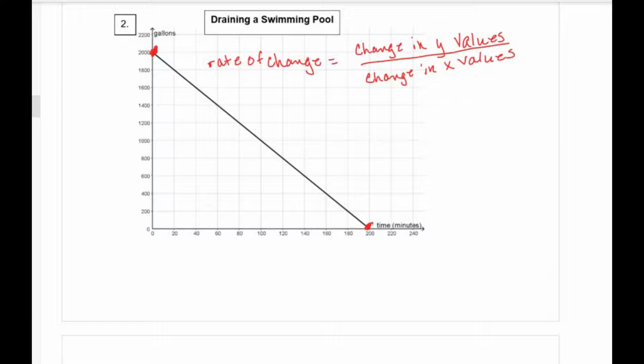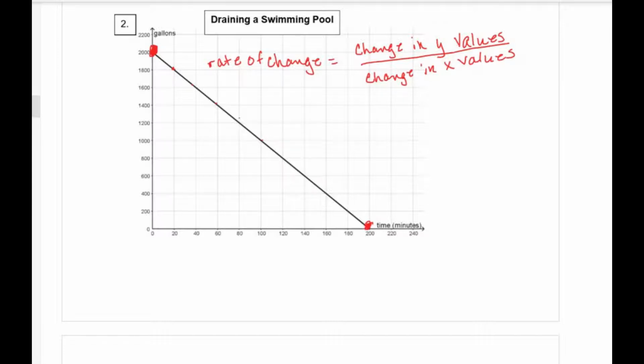And the rate of change is the change in the y values divided by the change in the x values. So as I go from this point to this point, any point along this line, I can find the change in the y values from point to point, divide that by the change in the x values, and that is my rate of change.